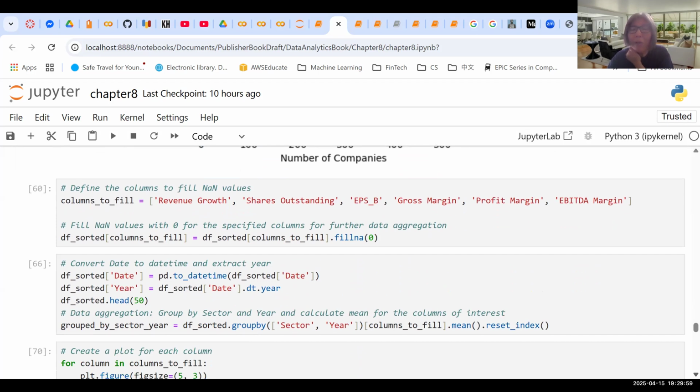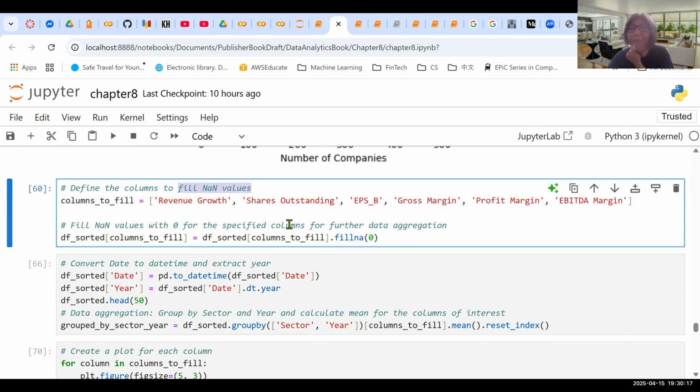If you recall, we have some null values in the columns. Because we are going to do some analysis, we need to find a strategy to fill the null values, the important ones. So here we pick some columns to fill, like revenue, shares outstanding, EPS, gross margin, profit margin. Because they are missing, we are just going to fill them with 0.